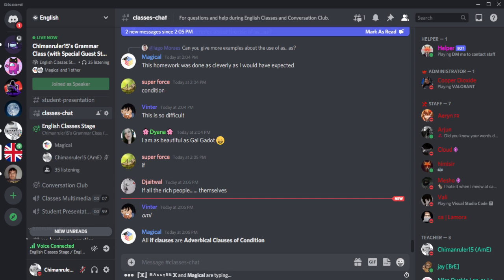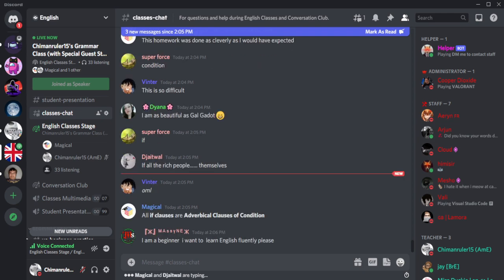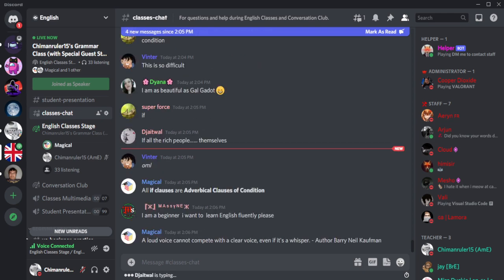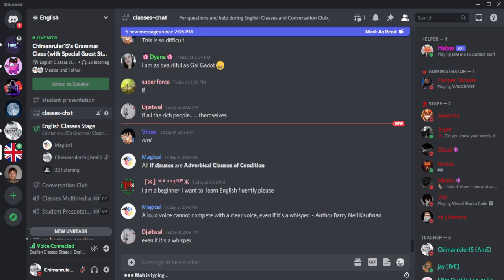This one is also very beautiful, and it is from an author named Barry Nail. It says, a loud voice cannot compare with a clear voice, even if it's a whisper. Find the adverbial clause and declare its type. Even if it's a whisper. Yes, that is the adverbial clause. And what is this type?